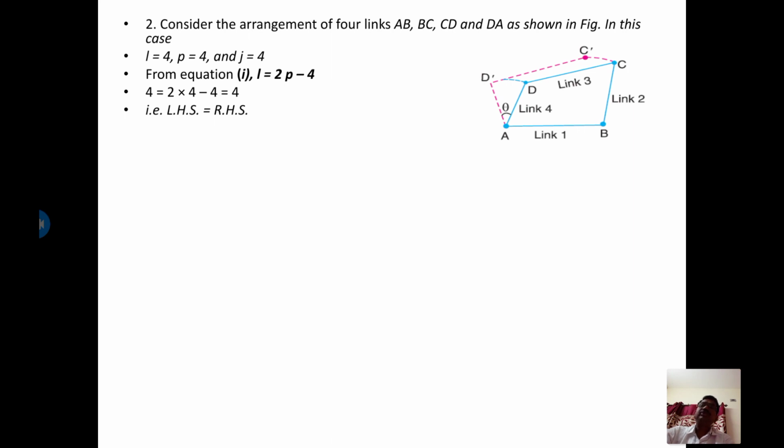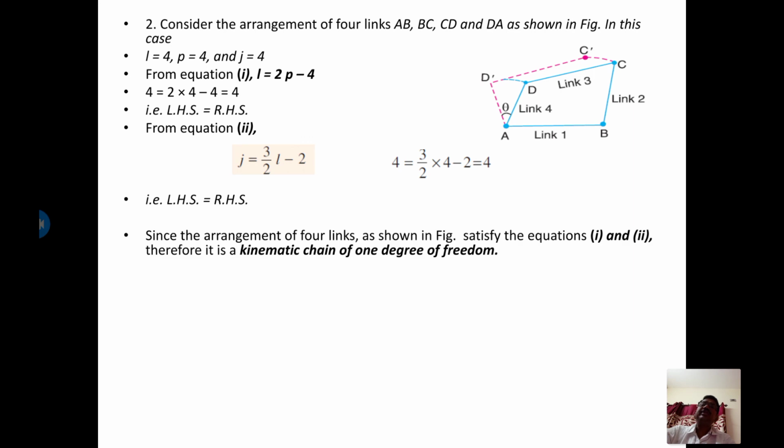Substituting into the equations, the left hand side value is equal to the right hand side value, therefore it becomes a kinematic chain. Similarly, the second equation, J equal to 3 by 2 L minus 2, with L equal to 4: 3 by 2 into 4 minus 2 is 4. Both are equal, therefore it satisfies the two equations, so it is a kinematic chain of 1 degree of freedom.